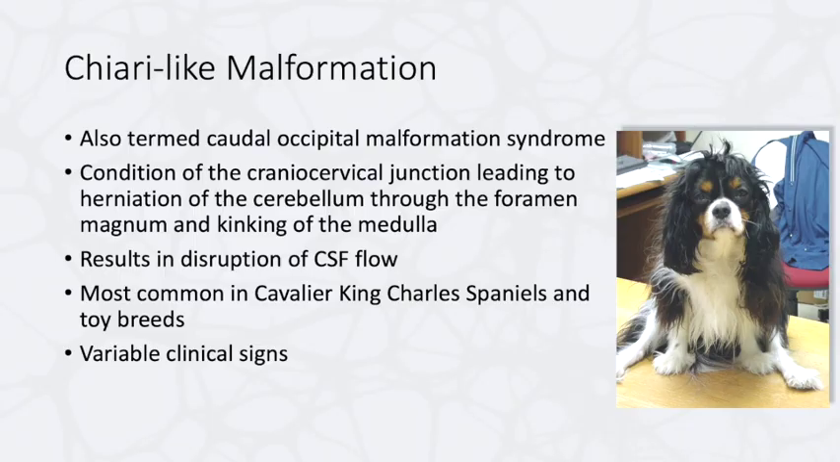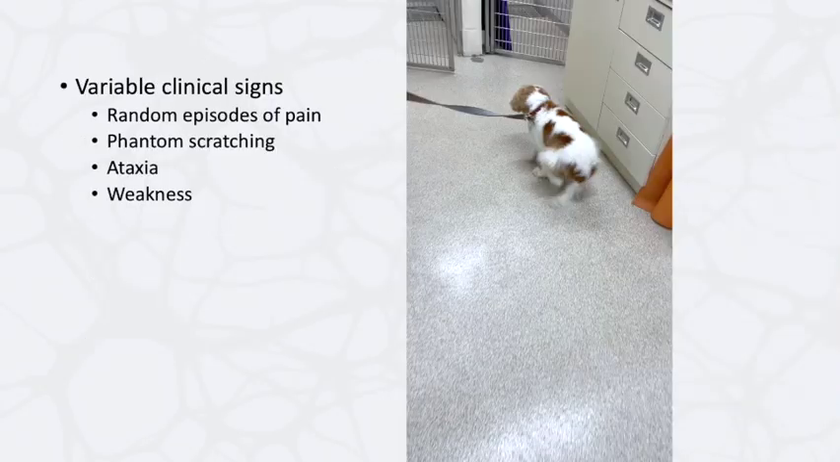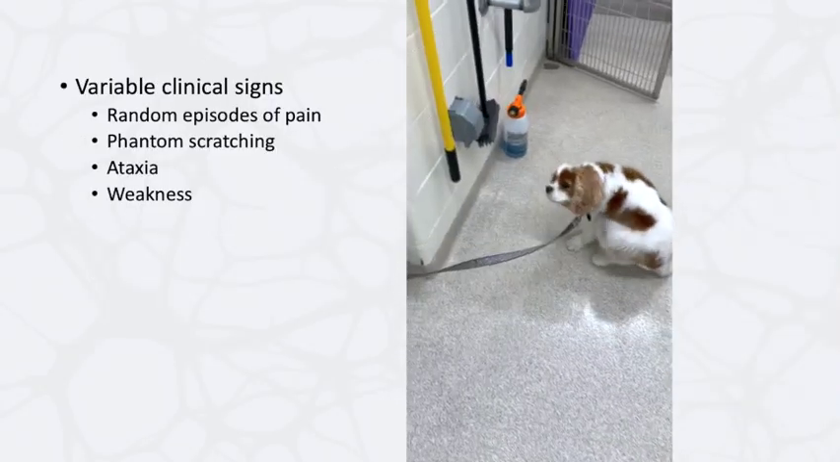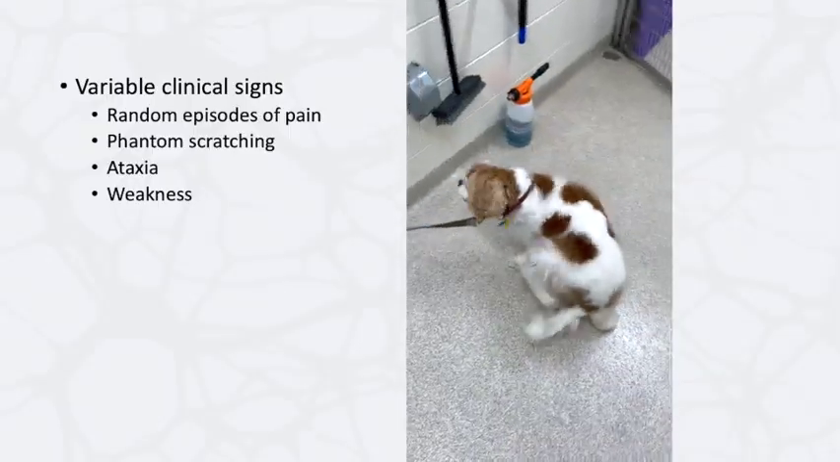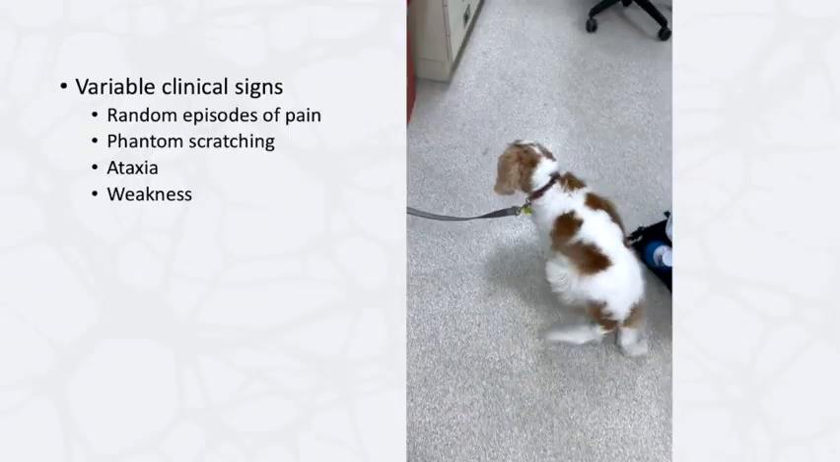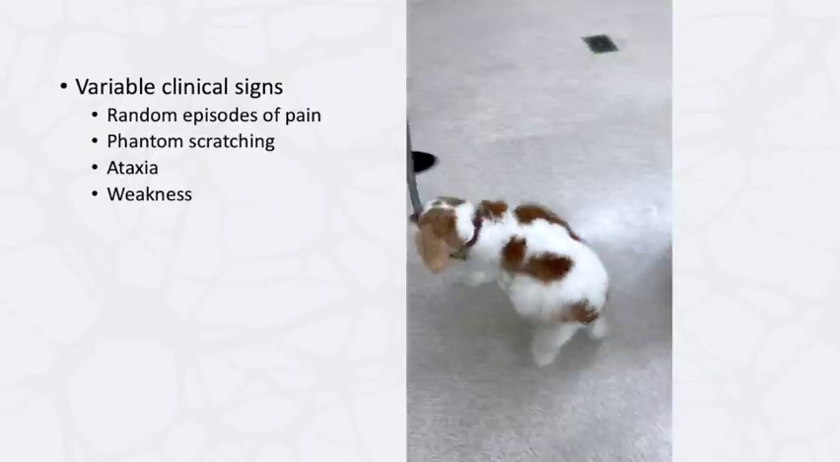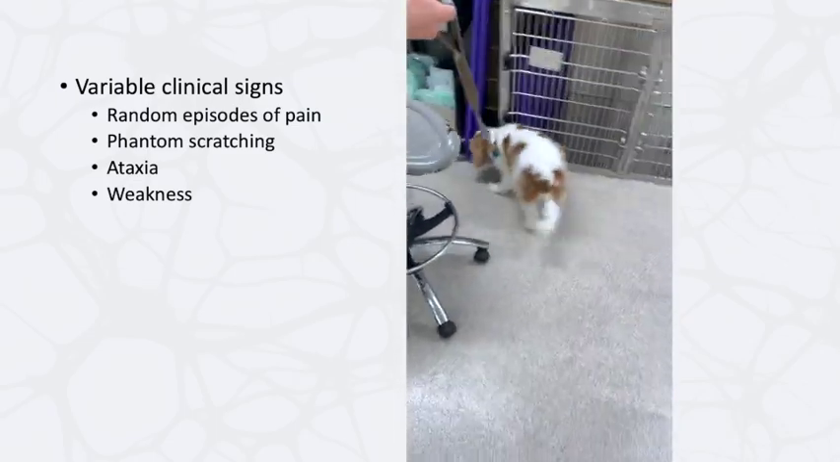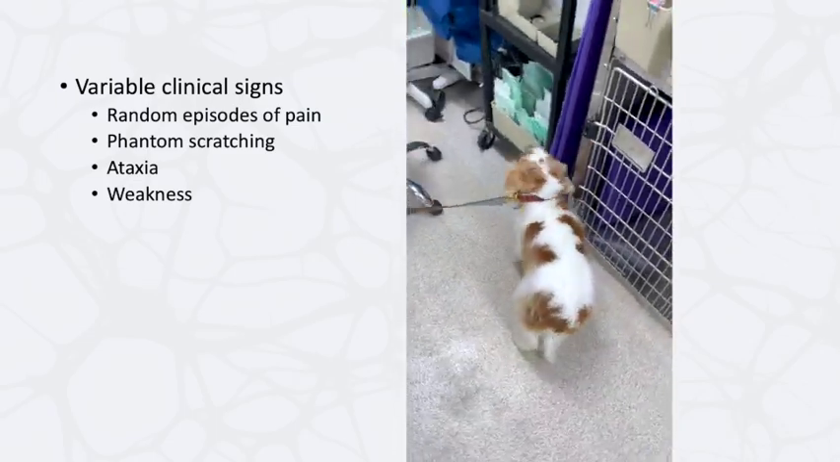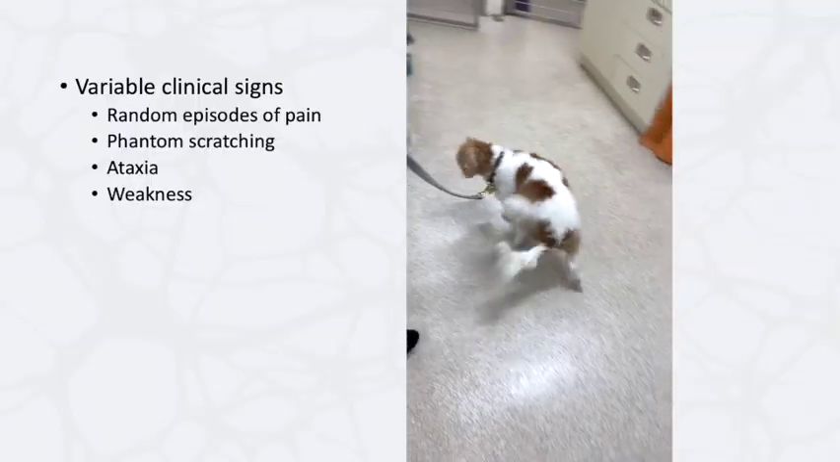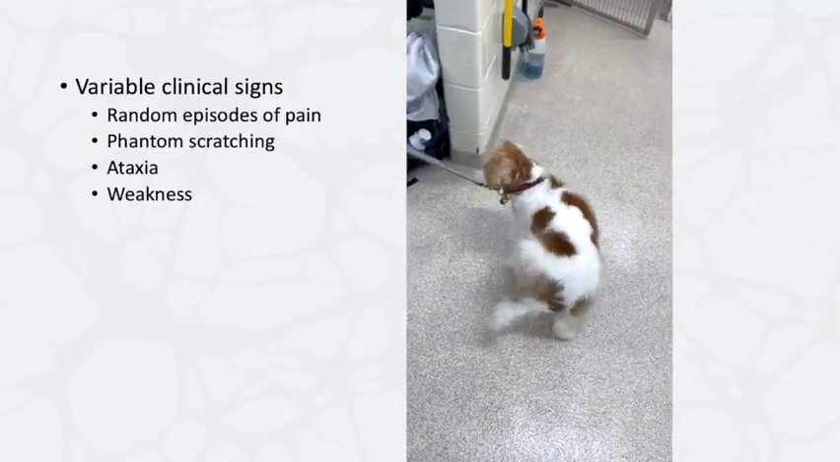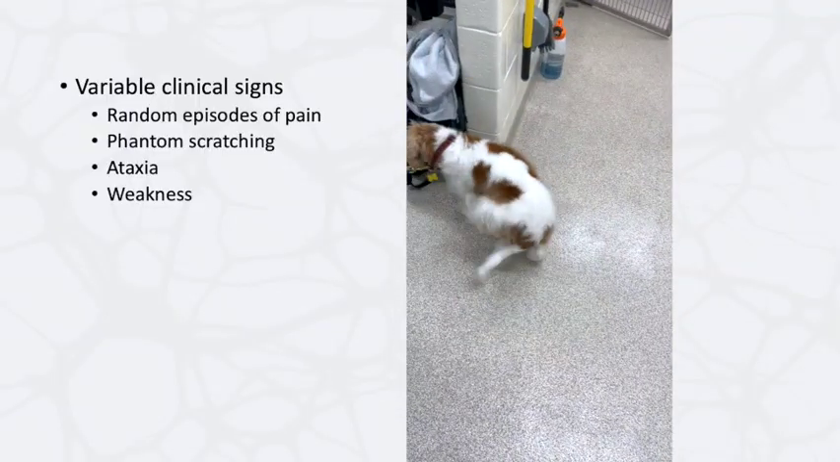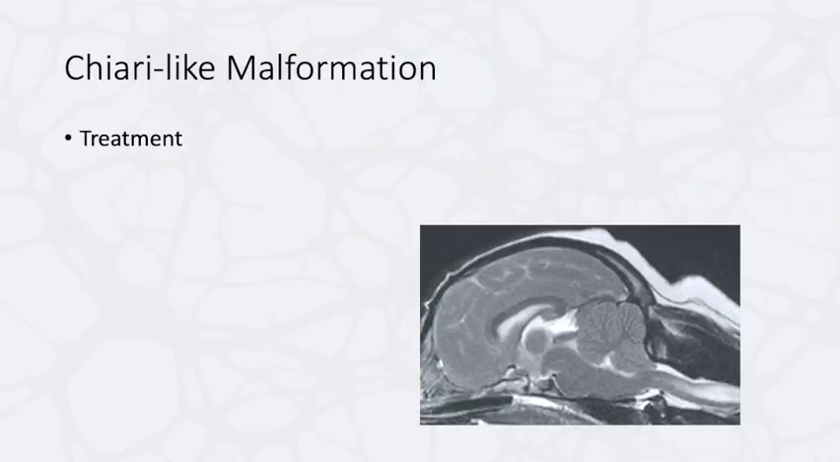The most common breed affected is going to be the Cavalier King Charles Spaniel, but other toy breeds are reported as well. The clinical signs can be variable, so it can be these phantom scratching episodes. Sometimes it's so persistent that the animal can barely walk or function because they're just constantly wanting to scratch. If you've ever had a severe itch, you can understand what these patients to some degree are going through. But it can progress to having episodes of pain, ataxia, and weakness too.